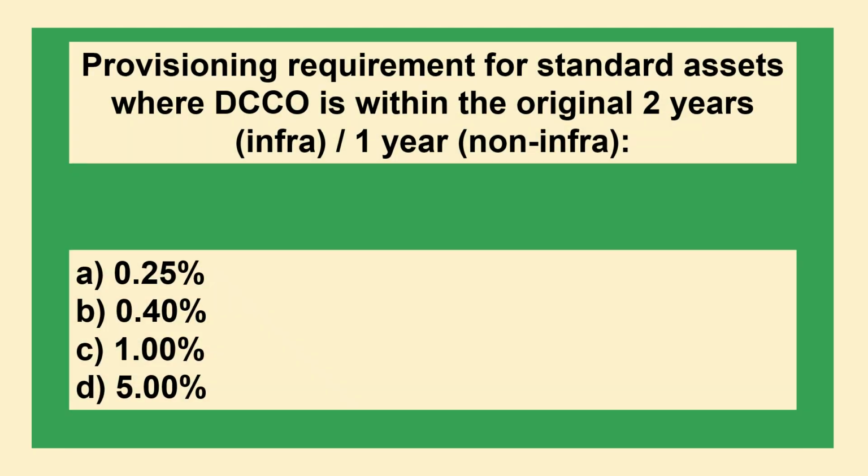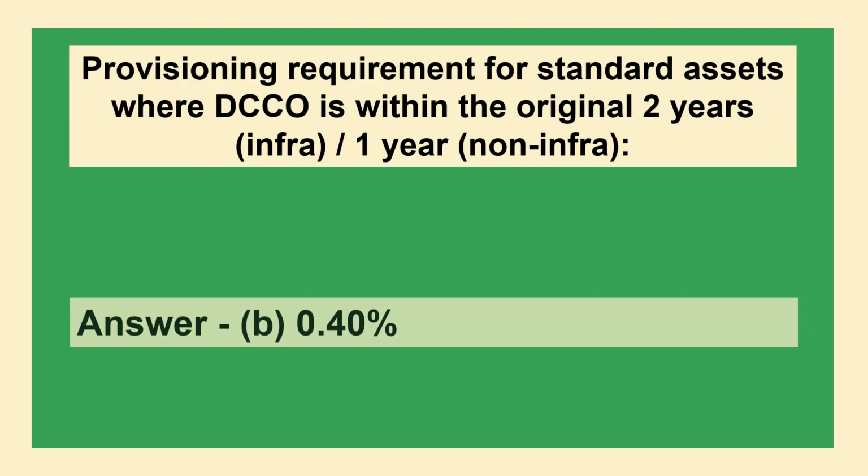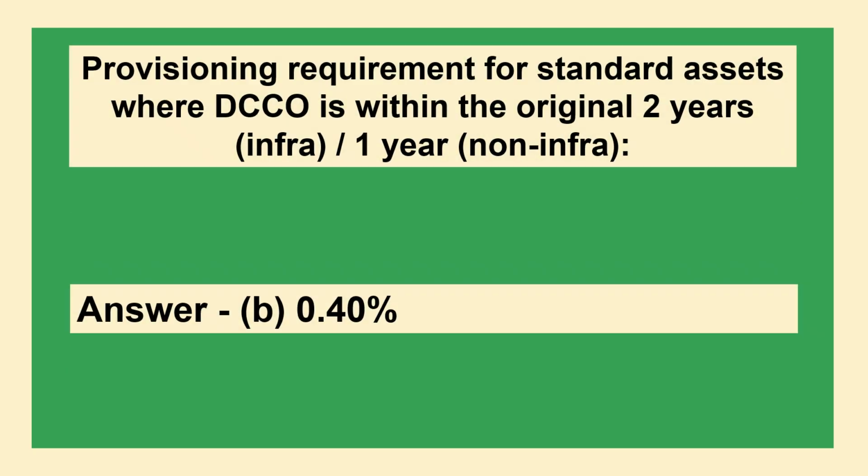Provisioning requirement for standard assets where DCCO is within the original 2 years infra or 1 year non-infra. Option A 0.25%, option B 0.40%, option C 1%, option D 5%. The answer is option B 0.40%.